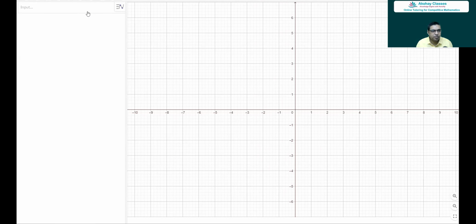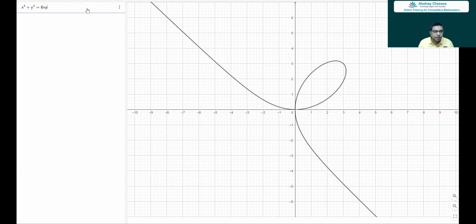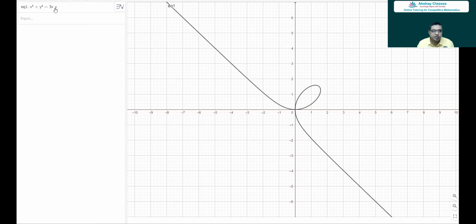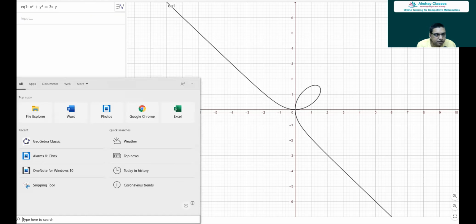So I'm trying to input. I hope. Okay, I'll put 6xy. Instead of 3xy, I think 3xy has certain issues. I think it will not be solvable. It is 3xy is also working. So this is the graph.